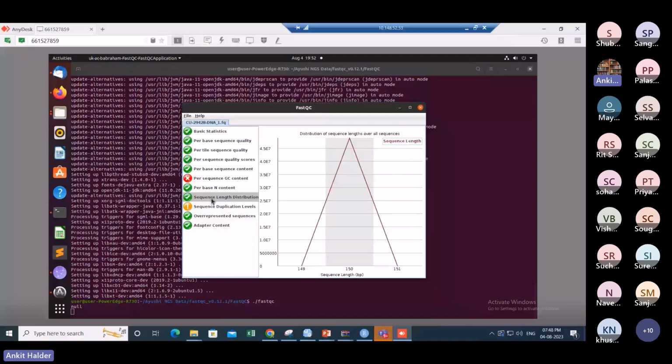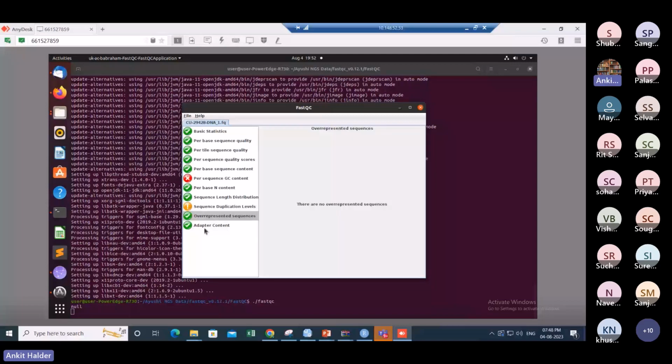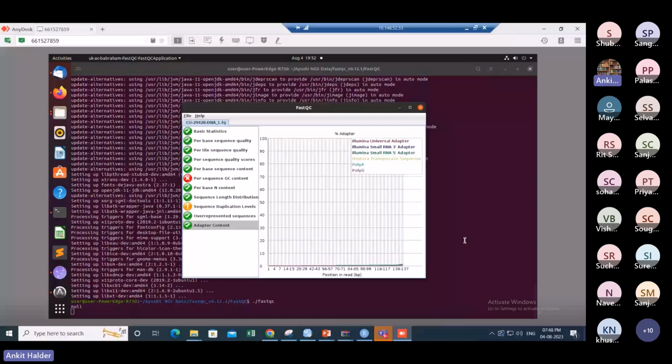Then there is the sequence duplication levels. This is giving a warning kind of thing, which is not passing everything. Then there are no overrepresented sequences, and adapter content, percentage of adapter content. So this needs to be further trimmed down.